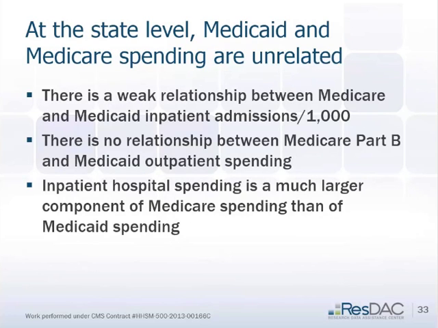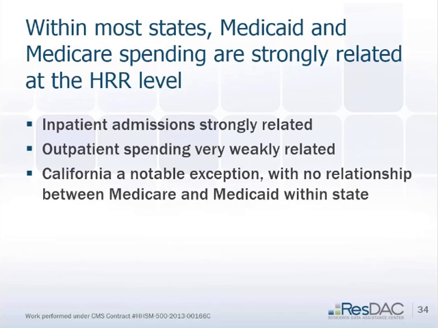And at the state level, Medicare and Medicaid aren't related. So a very weak relationship in inpatient admissions, no relationship in outpatient, and so not a lot at the state level. But within states, inpatient admissions at least are very strongly related, with the notable exception of California. So it seemed that within states, they are indeed sharing the same hospitals, and some of the same things that are driving variation in Medicare expenditures also drive Medicaid. But they don't seem to be sharing the same outpatient providers.